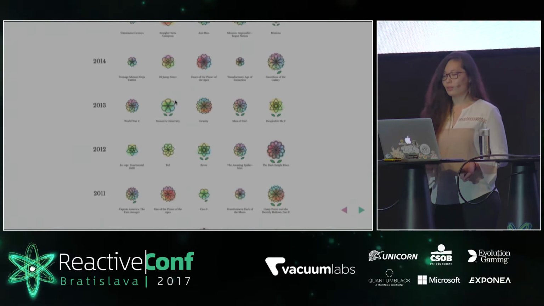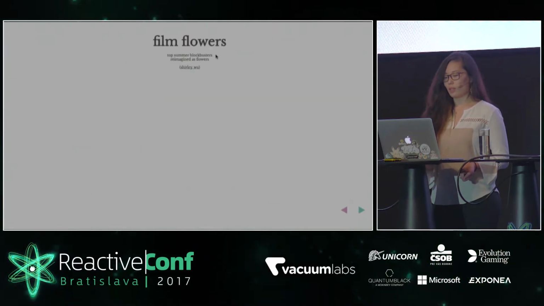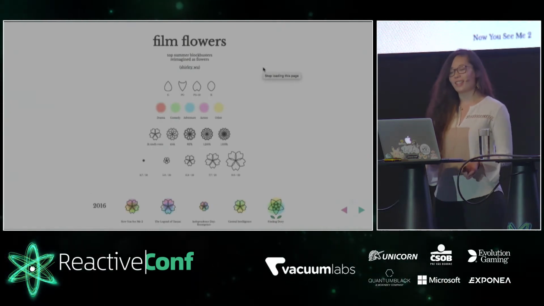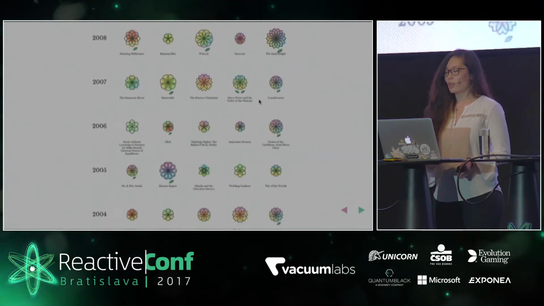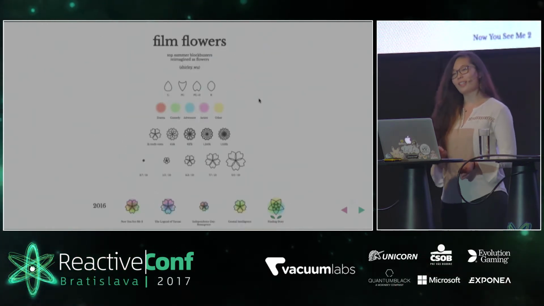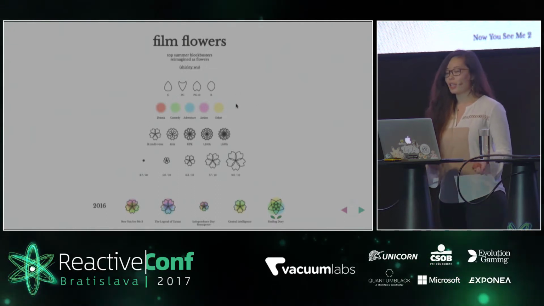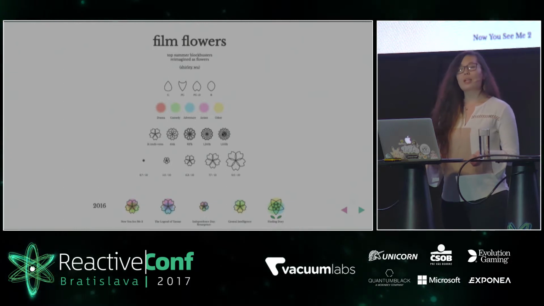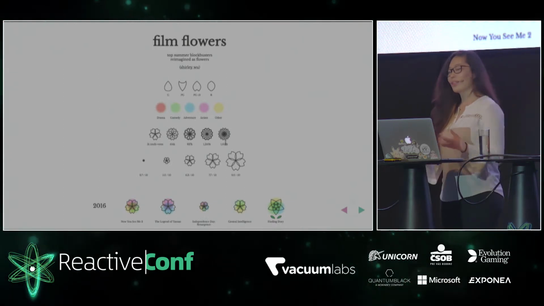Take, for example, don't take, for example, because it's not loading. There we go. Take, for example, this visualization I did last year of the top summer blockbusters in the last 2.5 decades, reimagined as flowers. Each of the petals are parental guidance ratings. Each of the colors are their genres. And the number and size of petals are the movie's IMDb ratings out of 10.